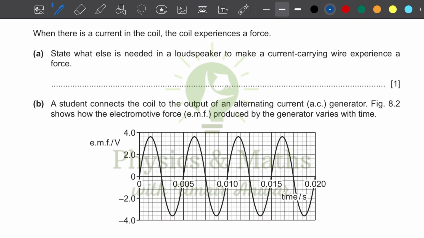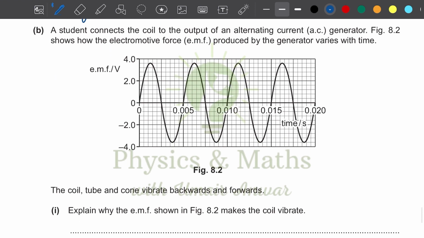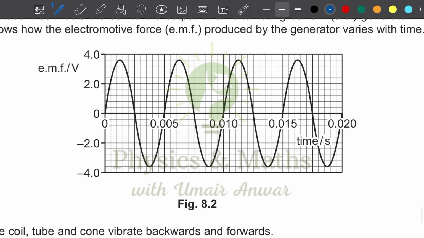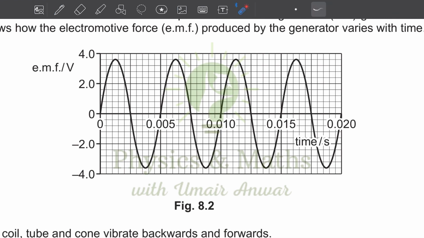So a force is experienced when a current carrying wire or conductor is placed in a magnetic field. So a magnet or magnetic field is required here for this current carrying wire to experience a force. The next part says a student connects the coil to the output of an alternating current or AC generator. Figure 8.2 shows how the EMF produced by the generator varies with time. So this EMF is showing that we have an alternating EMF applied to the coil, and one cycle is completed for this signal in 0.005 seconds.